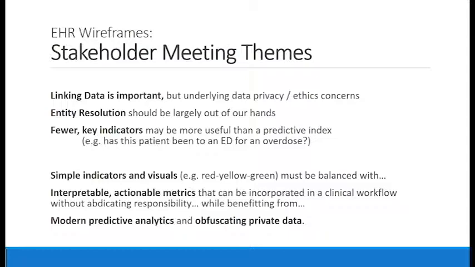So here's the tension that I think is interesting to keep in mind. Indicators have to be simple, actionable, and interpretable, but also pull in predictive analytics and hide private data. So I don't know how to do that.